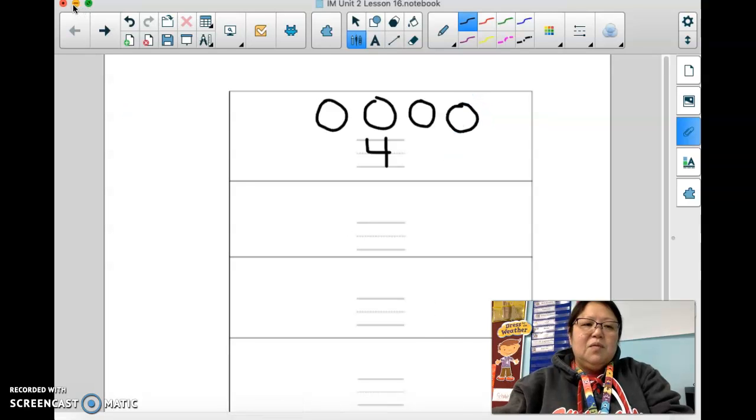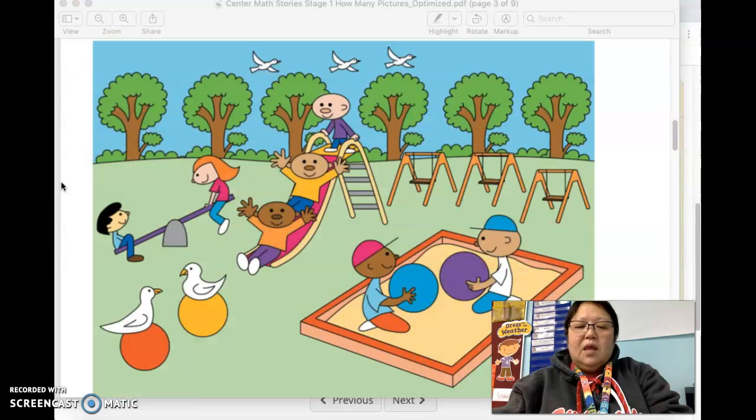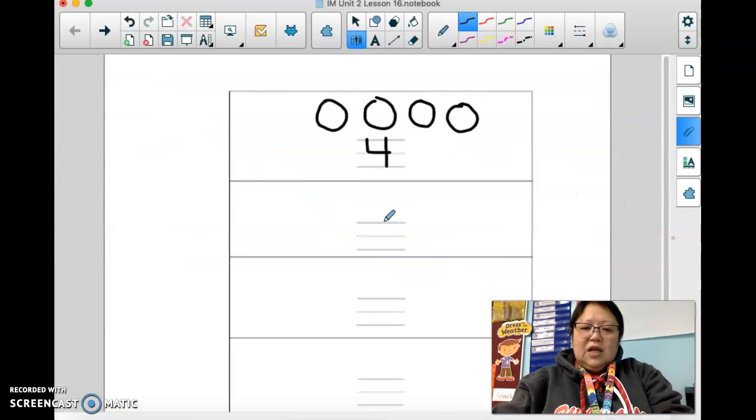Okay. Then we went back to our picture, and our next how many question was, how many birds are there? And we counted the birds. 1, 2, 3, 4, 5. We again went back to our recording sheet. We wrote the number 5 on the lines. And then we had to draw 5 birds.